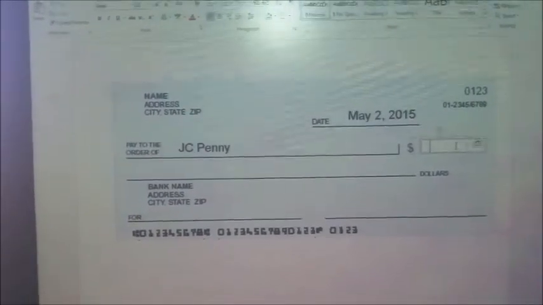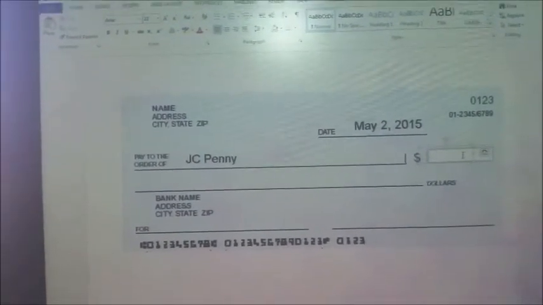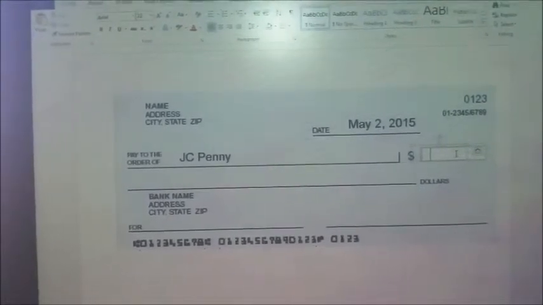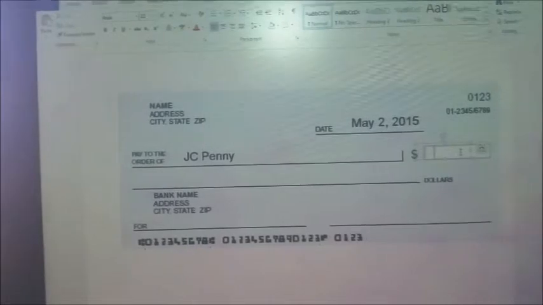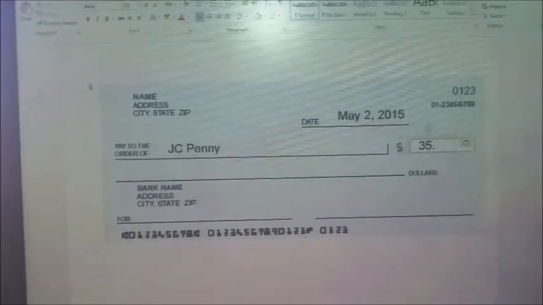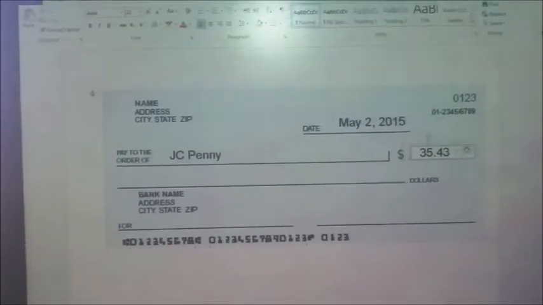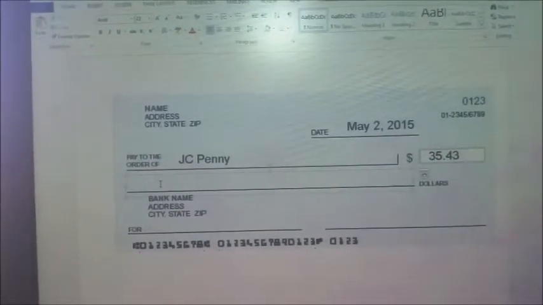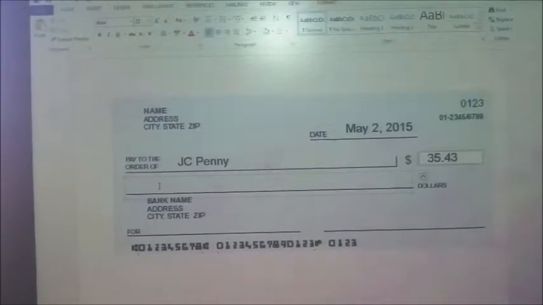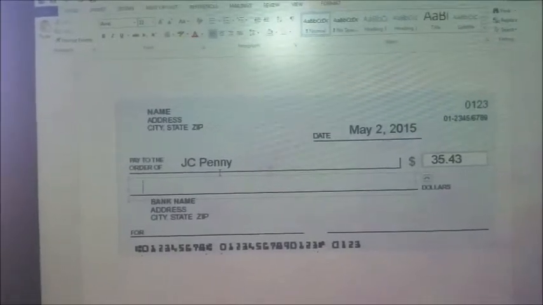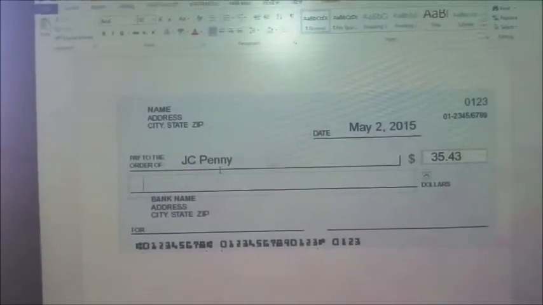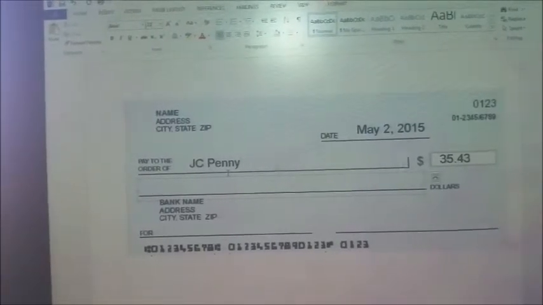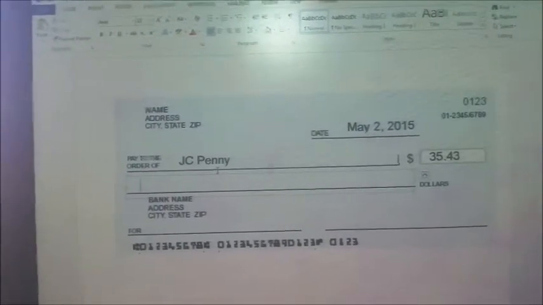Next, we have the dollar amount box and also the amount line. In the box, you will write the amount of the check in numerical form. So we're going to pay JCPenney's $35.43. Make sure you try to use up the entire box and you write your numbers close together so someone can't add a number in between. Usually, the bank will look at the numerical form first, and if they have a question about what a number is, then they will look at the word form of the amount.